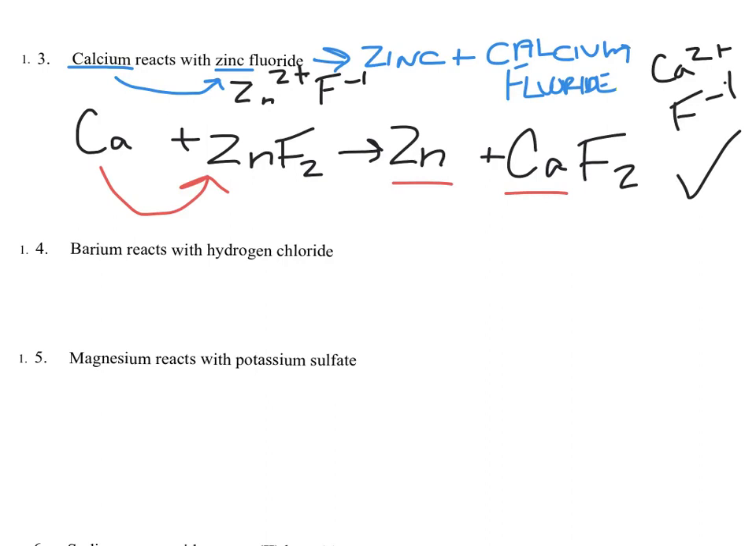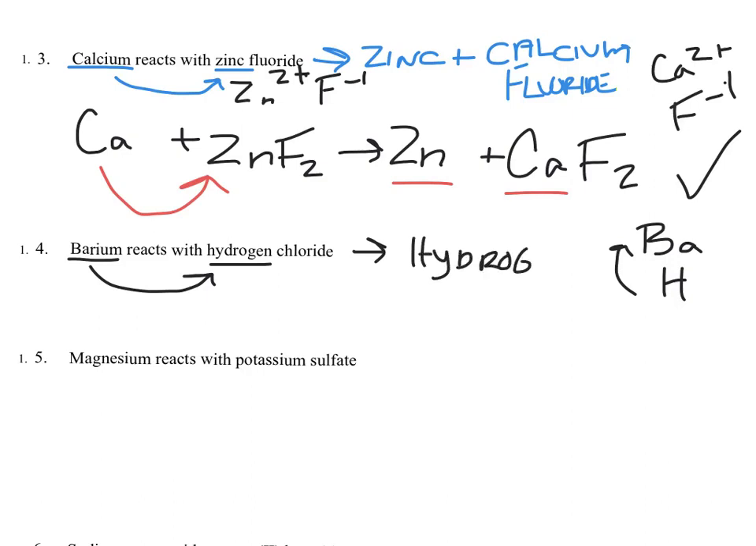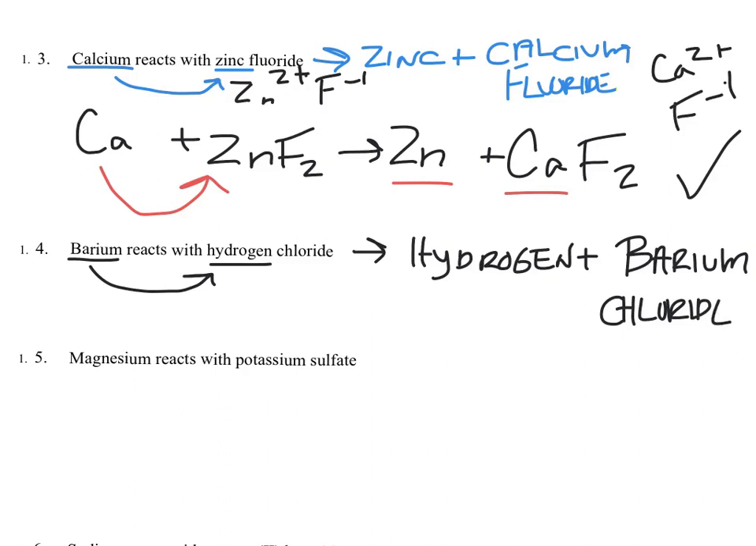Taking a look at question number 4, barium reacts with hydrogen chloride. So that means barium and hydrogen, the two cations, are going to battle it out. And it does appear that barium is more reactive than hydrogen because it's higher up on the list. So therefore, barium will kick out hydrogen. So now we're going to end up with hydrogen by itself plus barium chloride. Once I write out my words equation, now I can start writing out my chemical equation and eventually balancing that out. So let's do that.